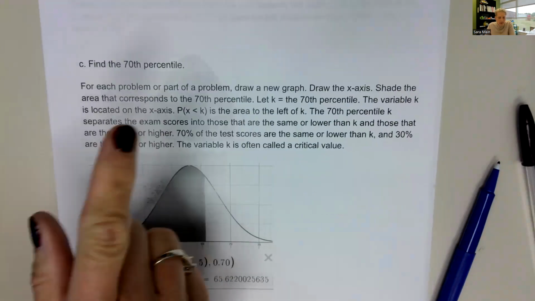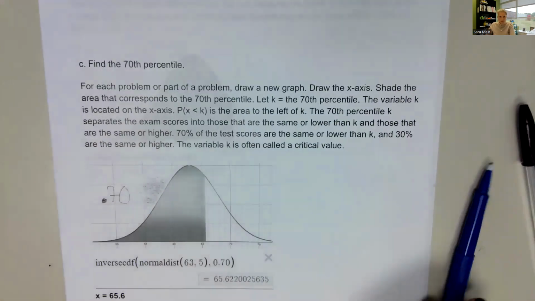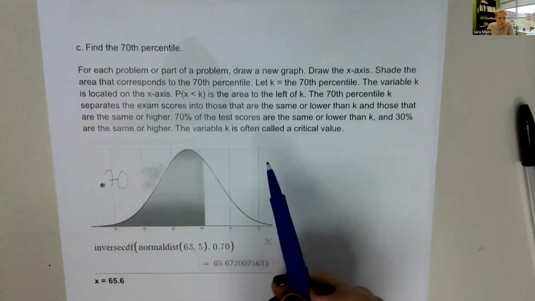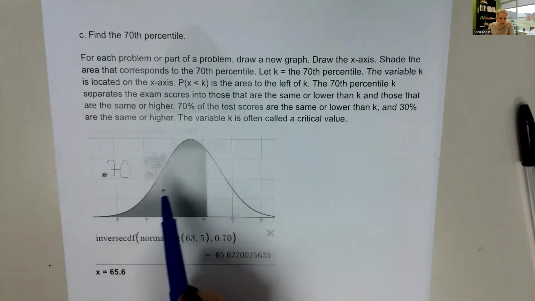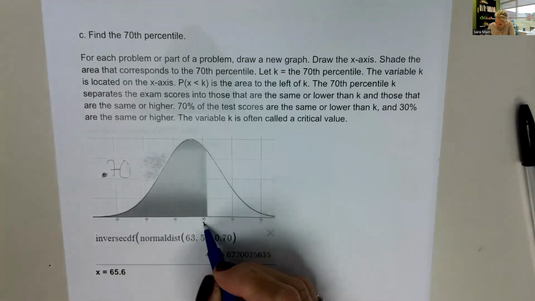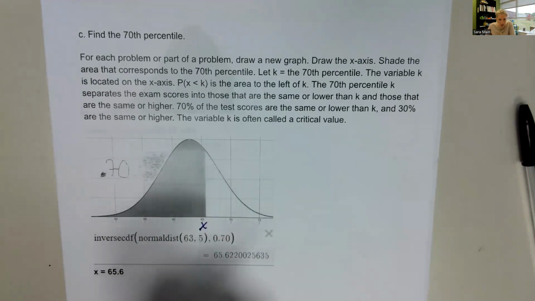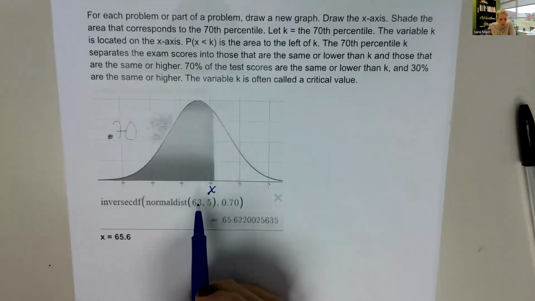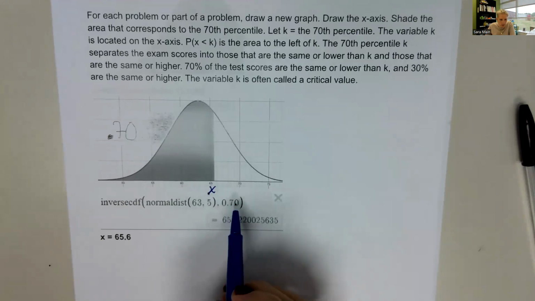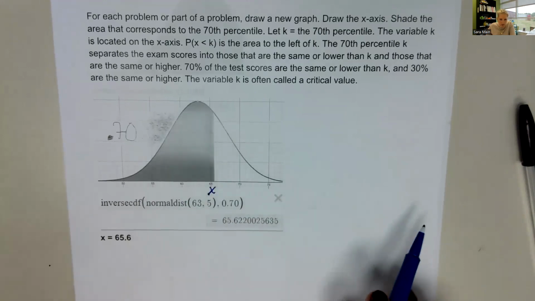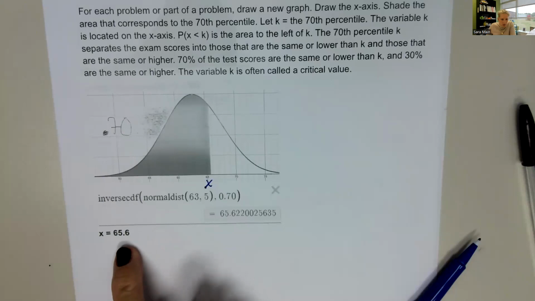So C says find the 70th percentile. So we're going to remind ourselves that 70th percentile is when 0.7 or 70% of the data values fall below this X value right here that I just drew, and 30% is above. And so we're going to put in 63 as our mean, 5 is our standard deviation, and we want to find the X value of 0.7 being to the left because it's the 70th percentile. And that will come out to be X equal to 65.6.